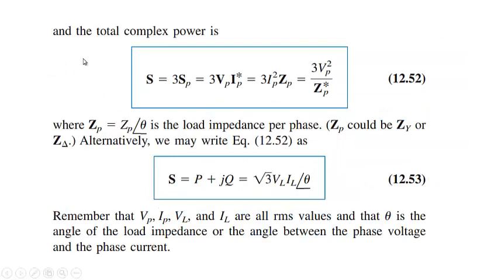So complex power will be equal to 3 times VP IP star, or 3 times IP square into ZP, or 3 into VP square by ZP star, where ZP is equal to ZP angle of theta, the load impedance per phase. ZP could be ZY or Z delta depending upon whether the load is connected in Y or delta. Alternatively, this S complex power can be written as root 3 VL IL at an angle of theta, that will be the power factor angle, or P plus jQ. Remember that VP, IP, VL, IL are the RMS values, and theta is the angle of the load impedance, or the angle between phase voltage and the phase current, or we can say it is the power factor angle.